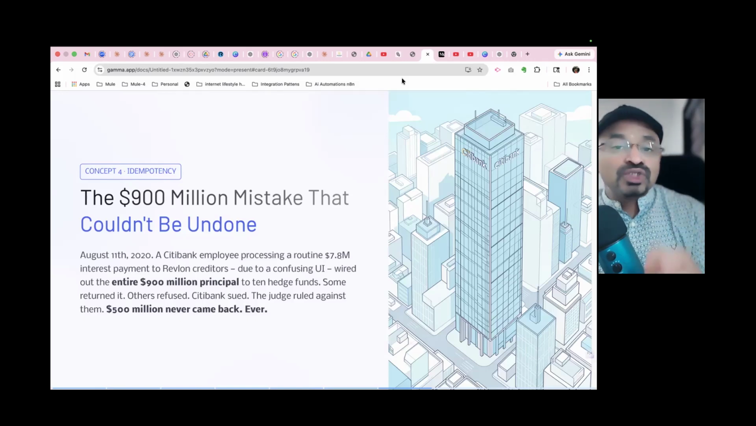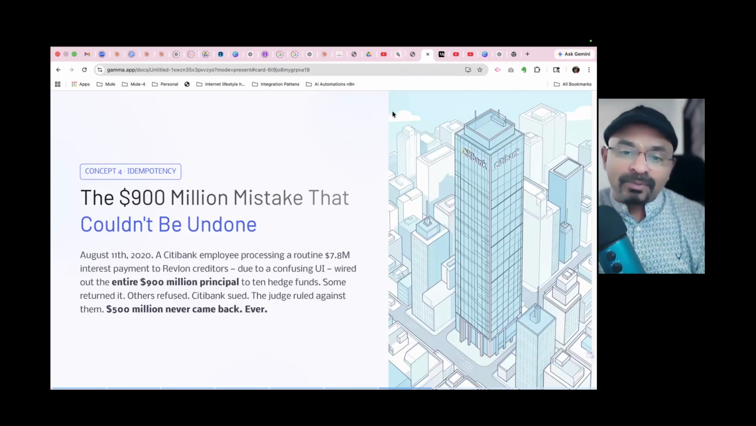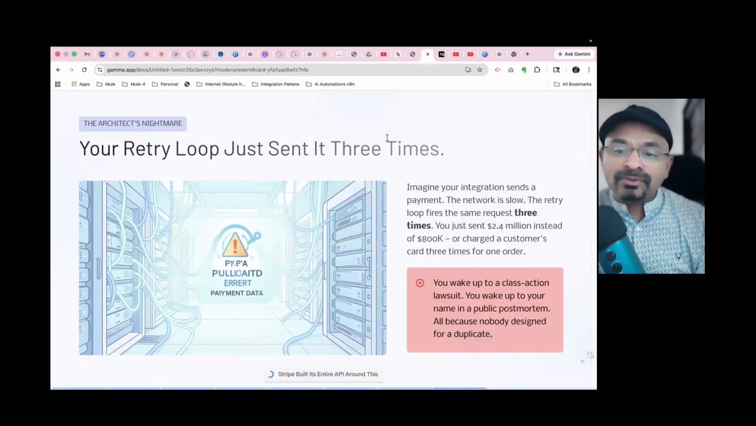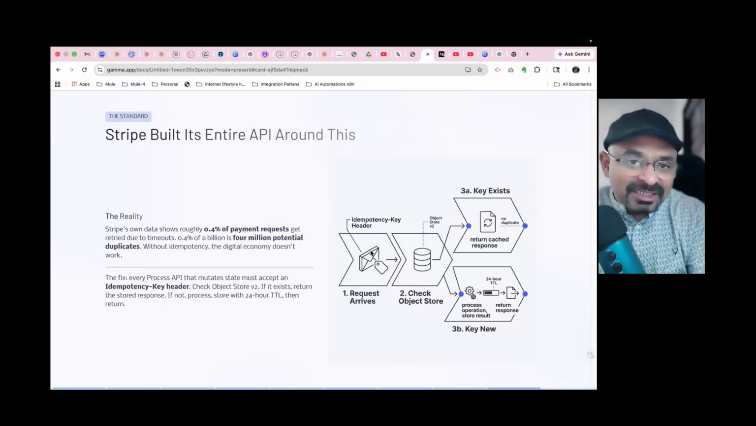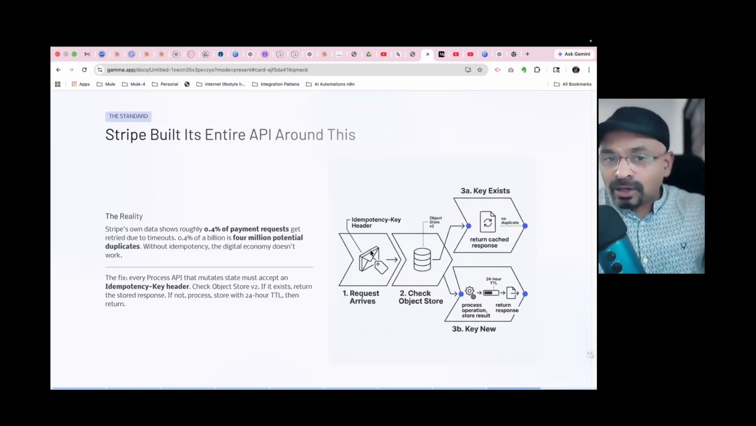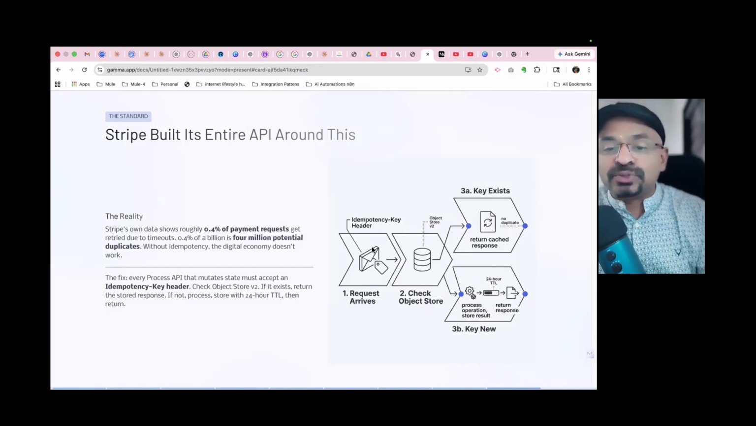So as a MuleSoft professional, you should always take care of idempotency. How can we take care of idempotency in MuleSoft? We have the object store and cache store. Once we get a transaction, we check whether the same kind of transaction was executed earlier by checking in the object store. If it was already executed, then we return the cached response.